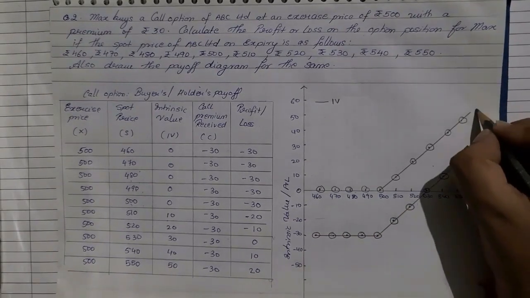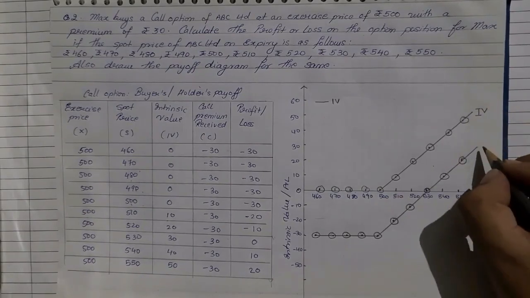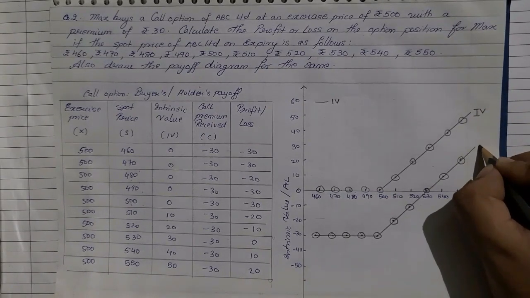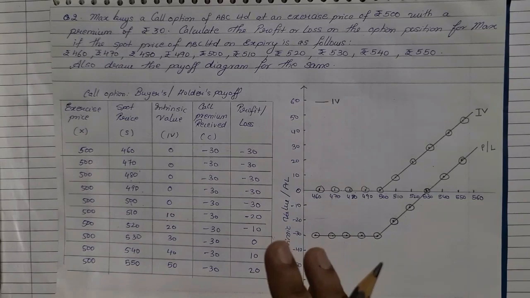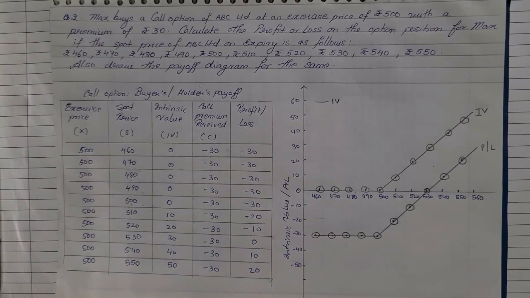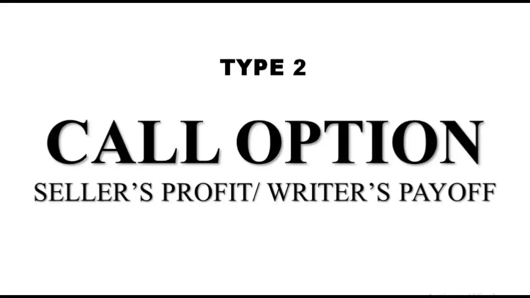So the first curve was my intrinsic value, and the second curve is nothing but my profit and loss curve. This is how we have to solve the sum based on call option when they have given us buyer's payoff. This was a tabular way, and this is a graphical representation of the same. I hope you have all understood how to solve a sum based on call option whenever a buyer's payoff problem is given to us. Now stay tuned for other videos whereby we'll be learning call option seller's payoff, and thereafter put option, under which we'll again have buyer's and seller's payoff.